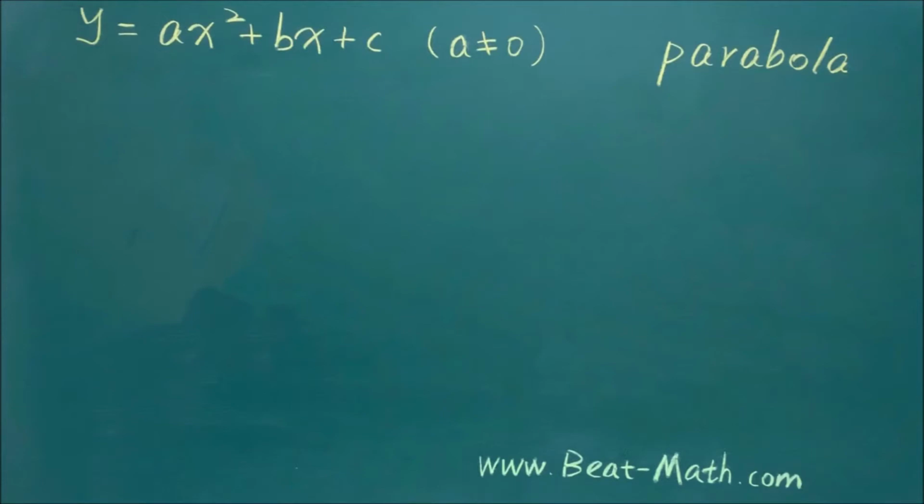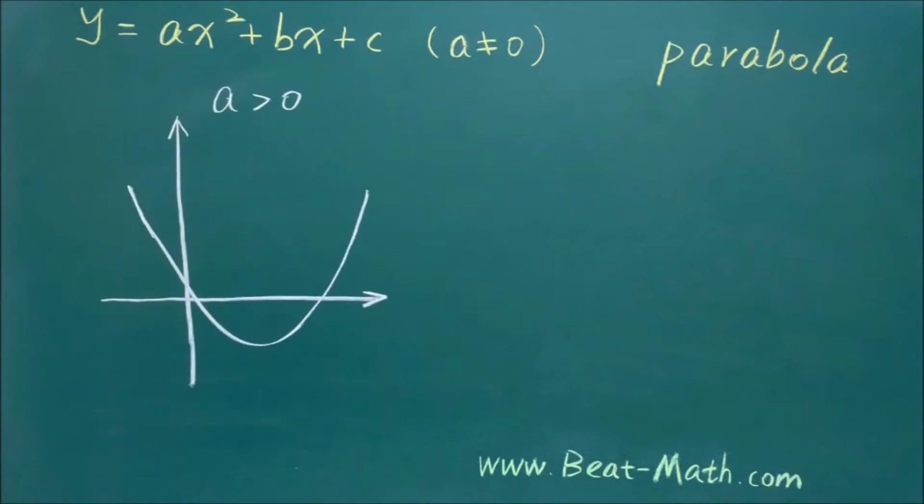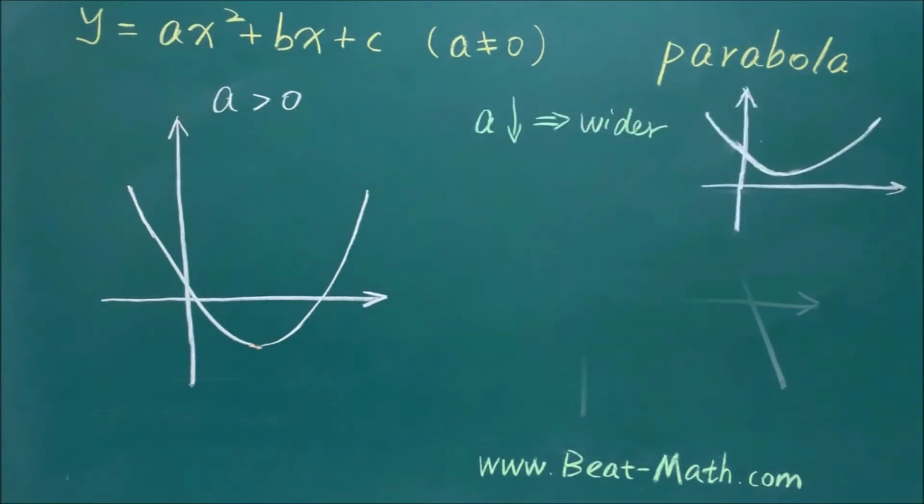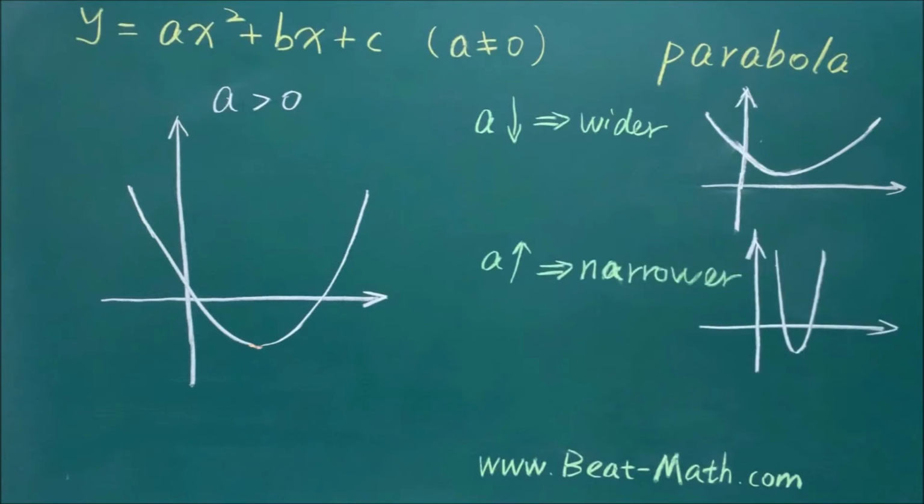Now let's talk about some important characteristics of the parabola. First, the coefficient a is very important and can determine how wide or narrow the graph is, and whether the graph opens upward or downward. The parabola opens upward if a is greater than 0. The parabola opens downward if a is less than 0. The smaller the value of a is, the wider the parabola opens, and the bigger the value of a is, the narrower the parabola opens.